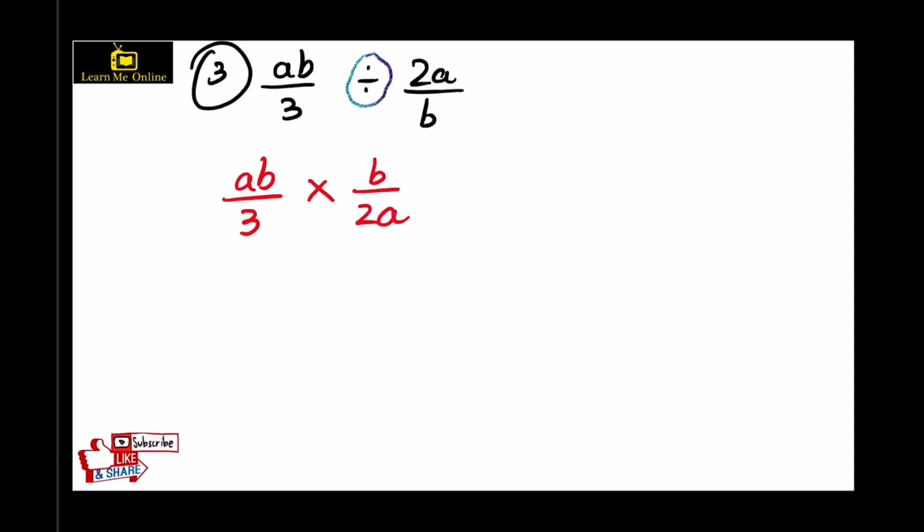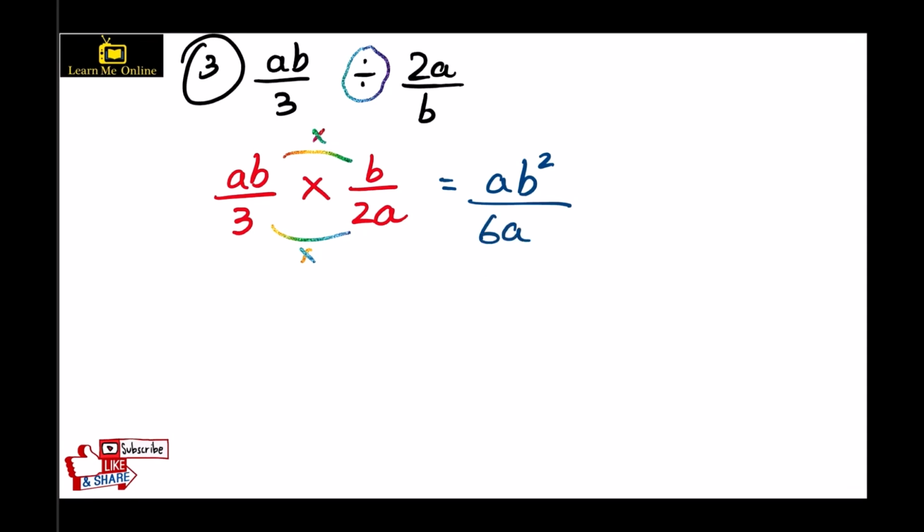Now that the fractions have a multiply sign in between them, you multiply the top with the top and the bottom denominators together. When you multiply the numerators, ab times b is ab squared. The denominator would be 6a. Now simplifying, we have a on the top and a on the bottom. We can simplify them together and the final simplification is b squared over 6.